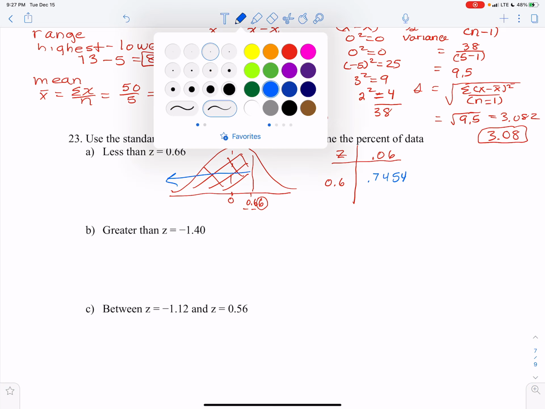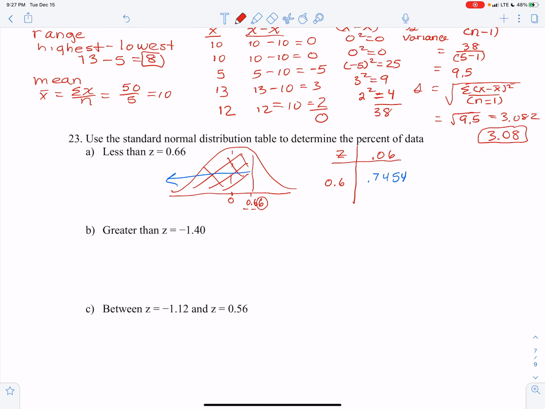Okay, now what we're interested in is the percent of data. So I'm just going to multiply it by 100, tack on a percent sign. So 74.54% of the data will be less than the z-score of 0.66.